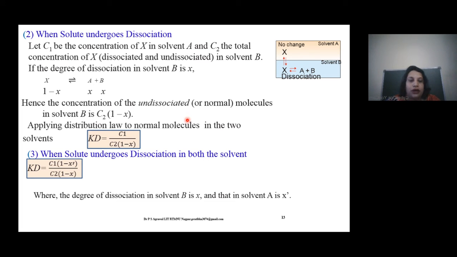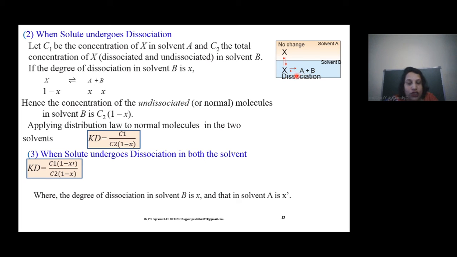Now there is another case when the solute undergoes dissociation. Just now we have seen the case when the solute undergoes association, joined together, but now here the solute is dissociated into A and B. Again we will see that there is no change in the first solvent, but in another solvent it is dissociated. Suppose C1 is the concentration of X in solvent A, and C2 is the total concentration of X, dissociated and undissociated.